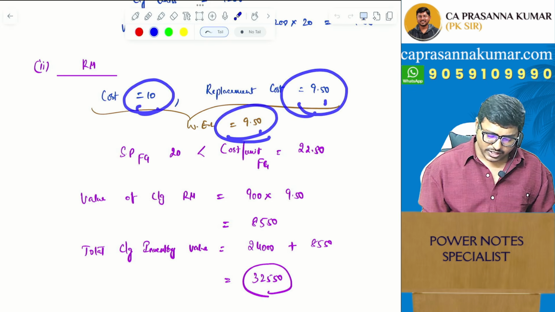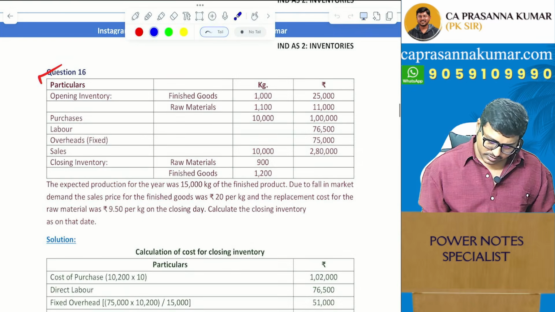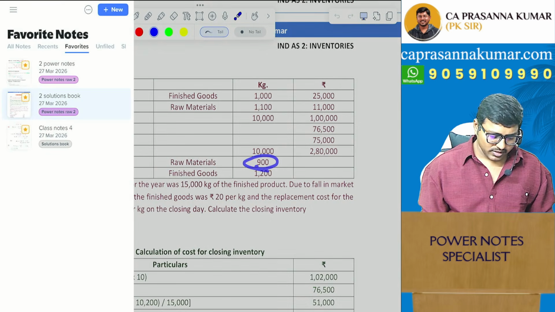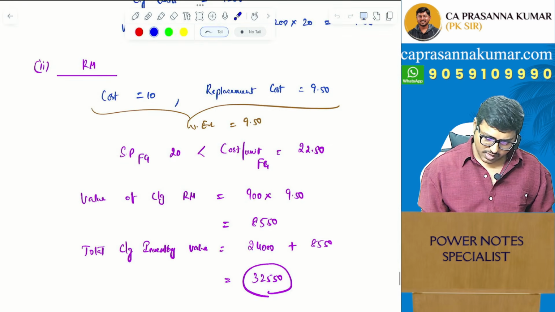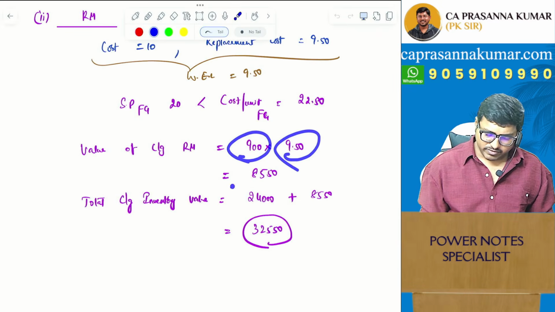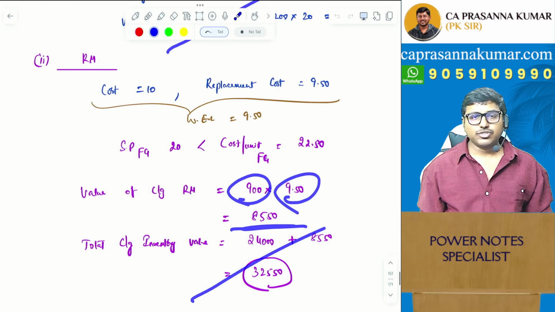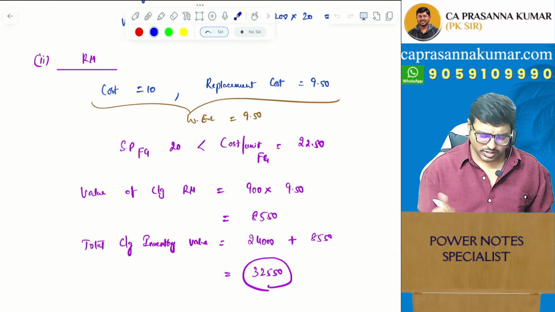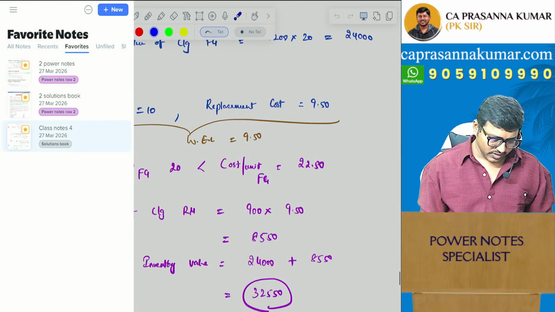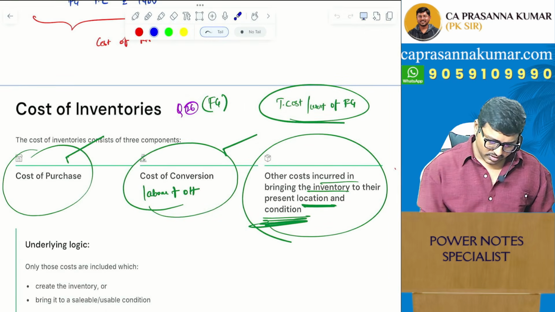Therefore, 9.5 into how many units of raw material do you have? 900. That's all. 900 into 9.5 is 8,550. That's it. Valuation of finished goods is done. Valuation of raw material is also done, which is closing inventory, obviously. Okay, 26th question is done.